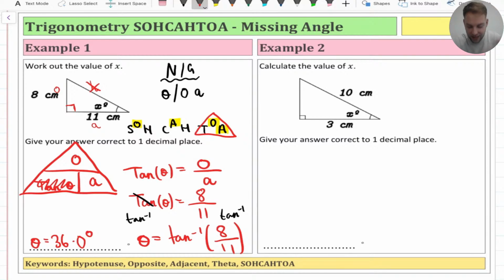So, same as always, the first thing that I need to do is I need to label my triangle. Now, it's different now, isn't it? So opposite my right angle here is my hypotenuse. Opposite my angle here is my opposite. And then the one between the angle and the right angle is my adjacent, which is this one here.